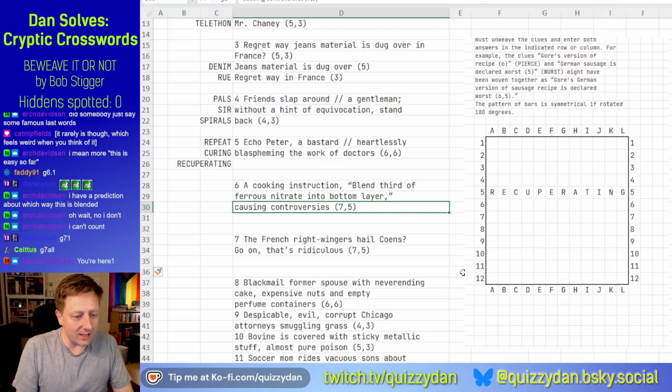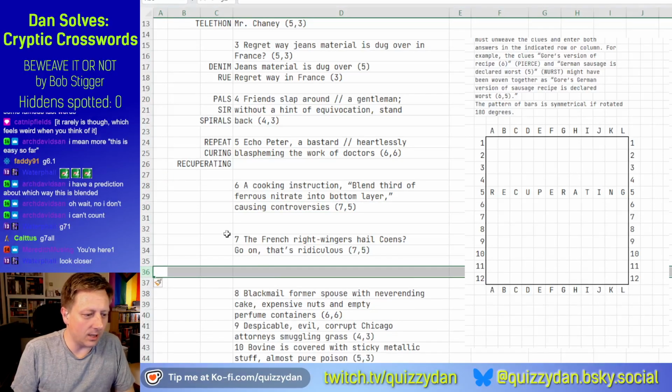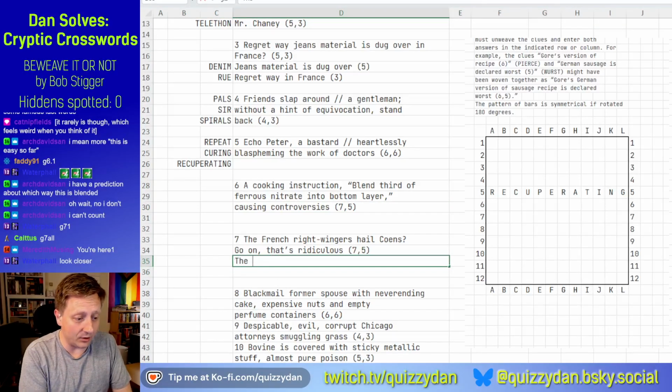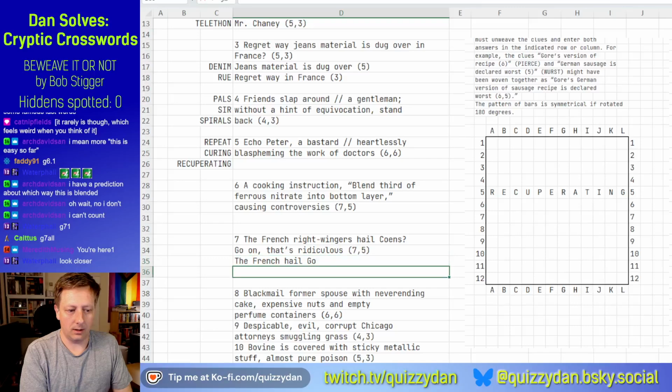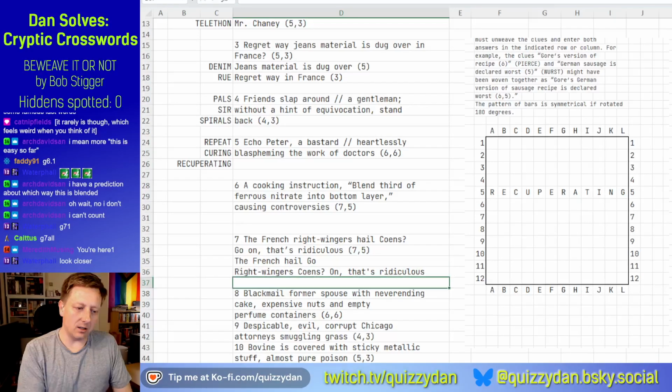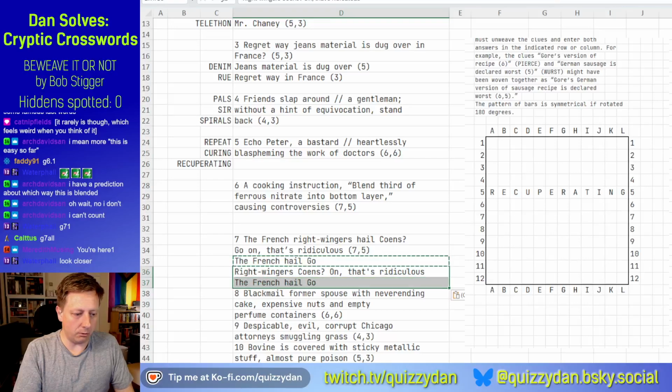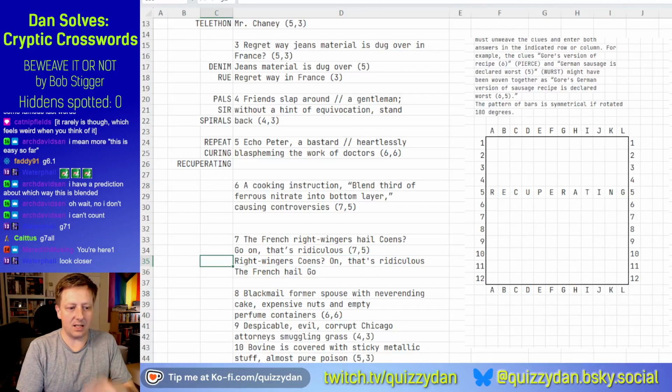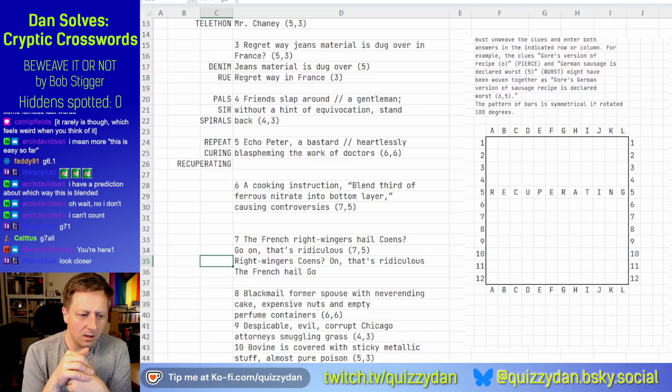No, it's just go, isn't it? Okay. And that's probably what you were telling me in the chat, but I haven't seen it, honest. The French, that's le, hail, ave, and then go. That leaves right wingers, cones, on, that's ridiculous. And that does give us a 7 to work with. Let me put them this way round, because this is the 7. So it's an anagram of cones and on, and it's got to be right wingers.